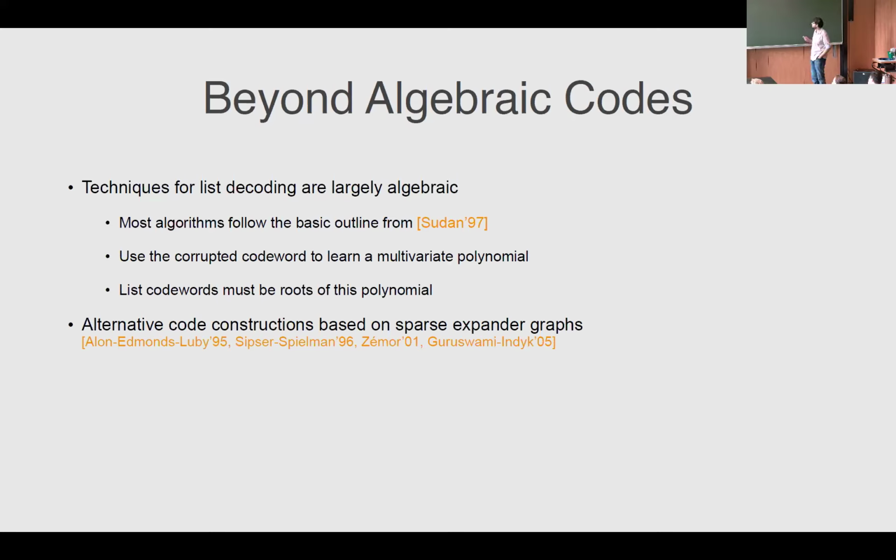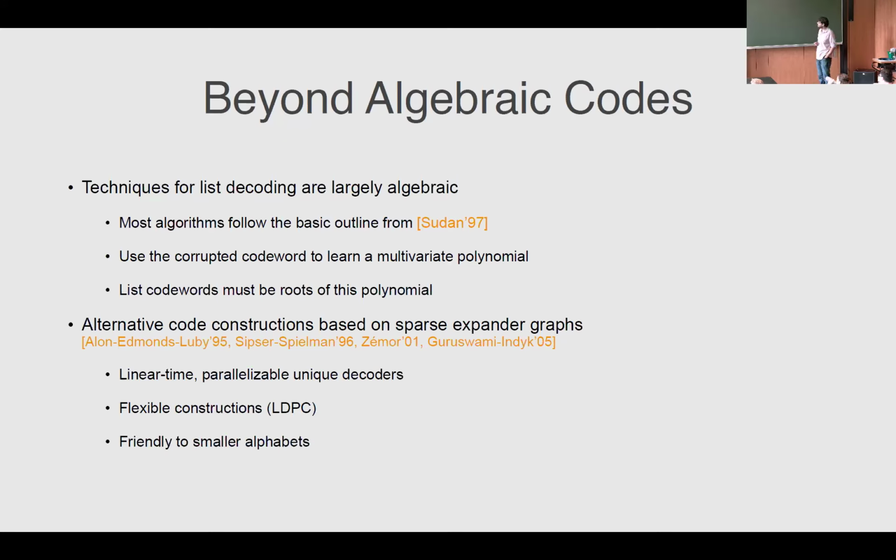Includes in particular the works of Sipser, Spielman, and then used in many other ways to design linear time codes. So linear time encodable, linear time decodable codes, unique decoders. These tend to be very flexible constructions, so they inherit a lot of local properties of codes, such as LDPCness, but even local correctability, etc. And these expander-based constructions tend to be friendlier to smaller alphabet. For polynomial-based constructions, for Reed-Solomon, for example, the alphabet size has to be at least the block length.